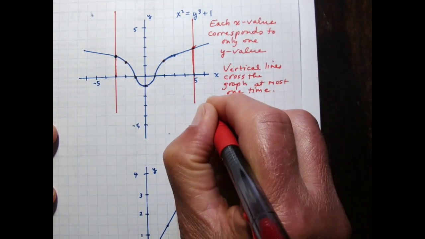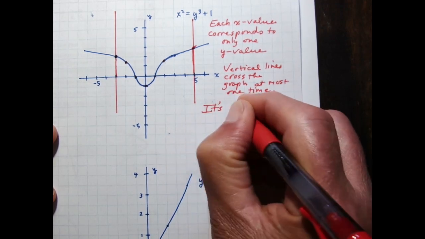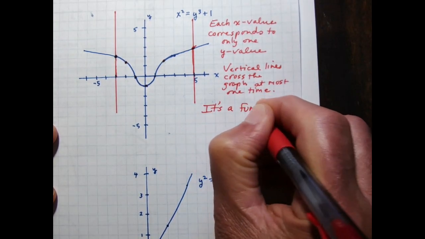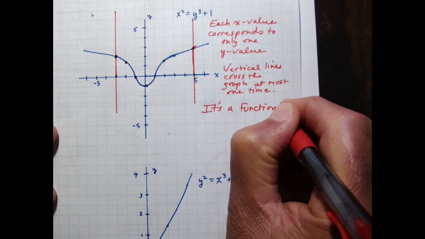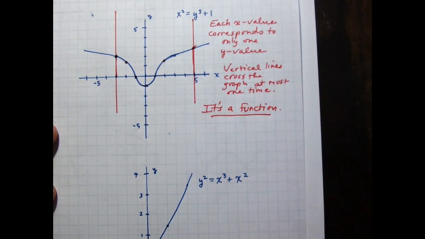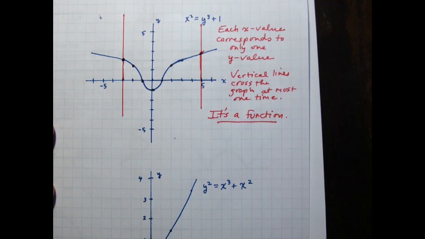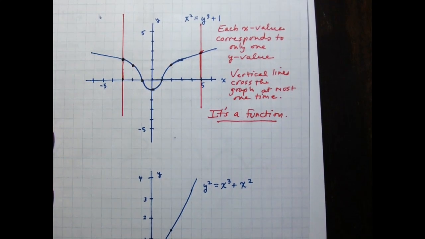And so this is a function. This is the graph of a function. Our first example. Just from the graph, we can determine that, even without looking at the formula.